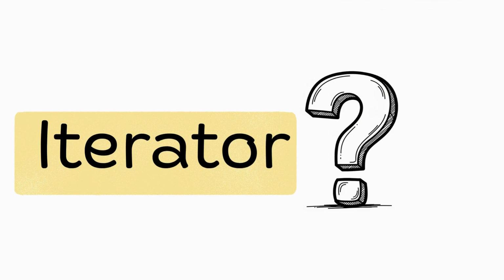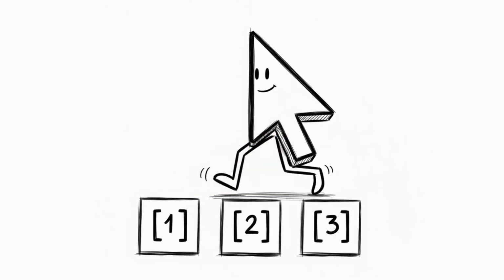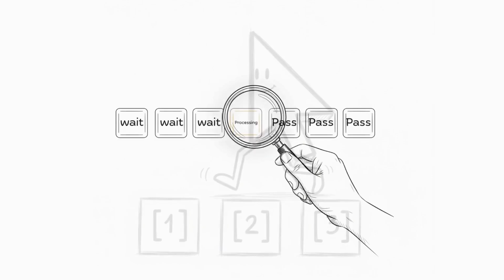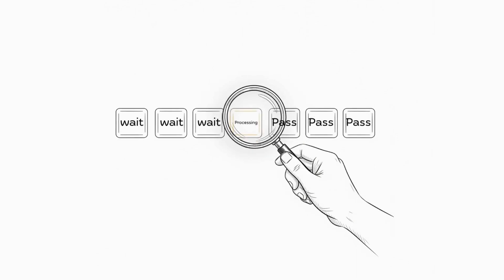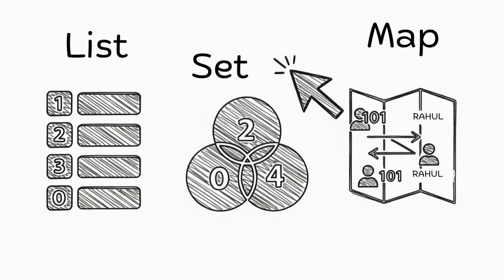Okay, so what exactly is an iterator in Java? Think of it like a cursor or a pointer that walks through your collection one step at a time. Instead of grabbing all elements at once, it lets you check, hey, do we still have something left? And then move on. We usually use an iterator when we want to traverse a collection like a list, a set, or even a map through its entry set.